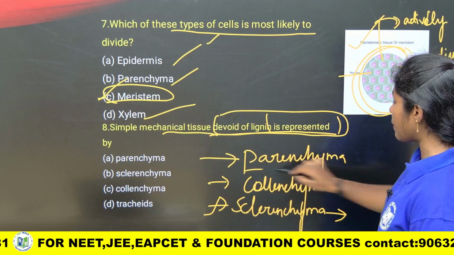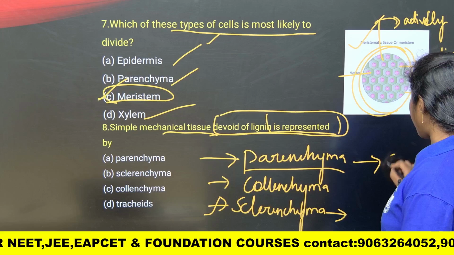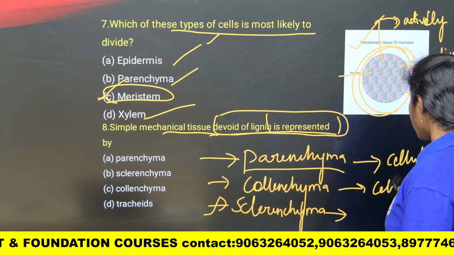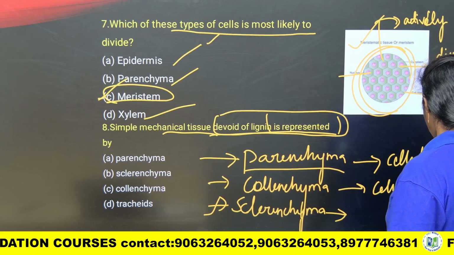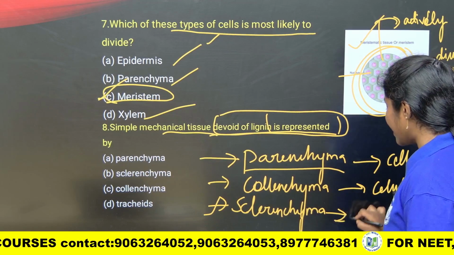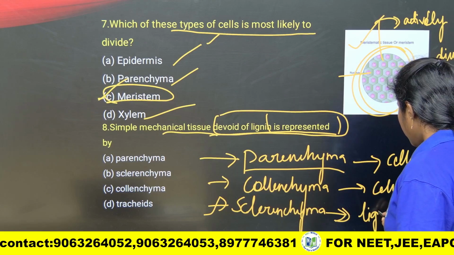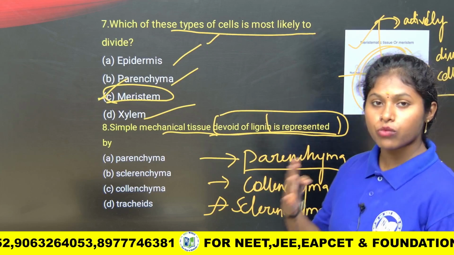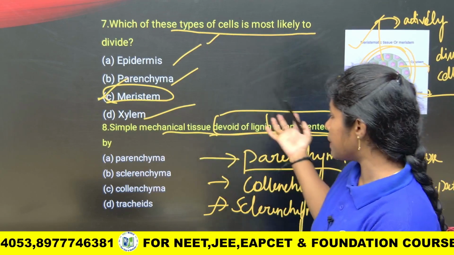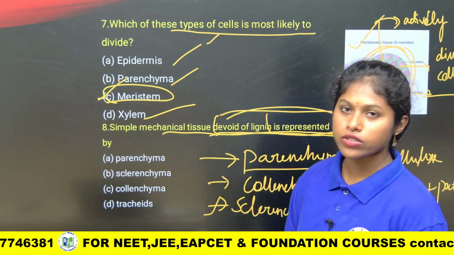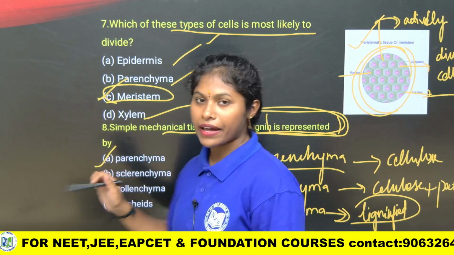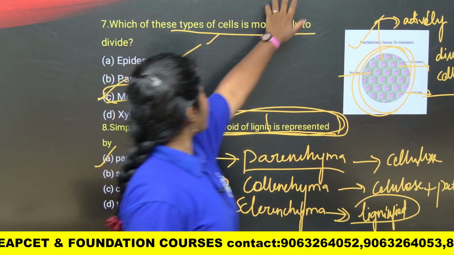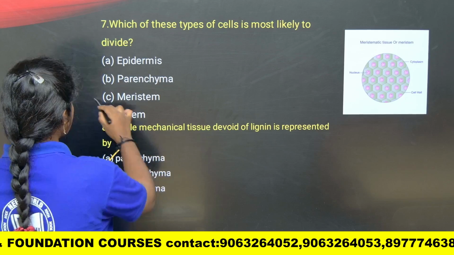So does parenchyma have lignin, children? Parenchyma is made up of cellulose. The cell wall is made up of cellulose, right? Collenchyma has cellulose along with pectin. Coming to sclerenchyma, it is mainly lignified. Lignin is mainly involved in water resistance, right? Here they are asking which simple mechanical tissue is devoid of lignin. Of course, it is parenchyma, because parenchyma does not have lignin; its cell wall is cellulose. So for this question the answer is A.